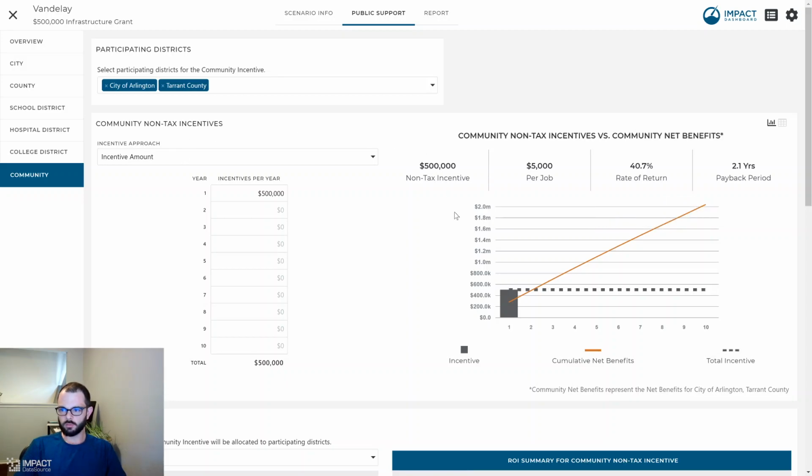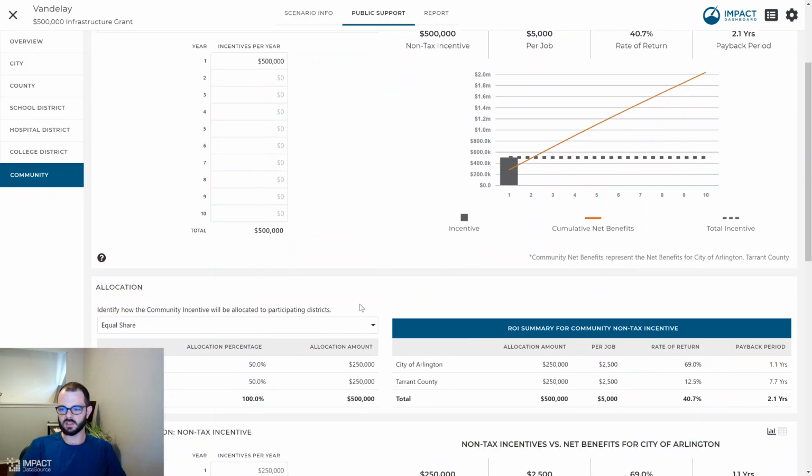Now, once you do that, what you can do is allocate that incentive if you choose to do that. And what that would do is show you a detailed breakout for the city and the county's contribution. So if we allocate that incentive on a 50-50 basis, and so the 500,000 gets split, $250,000 out of the city's pocket, so to speak, and 250,000 out of the county, we can see what's the payback period and rate of return in those cases.